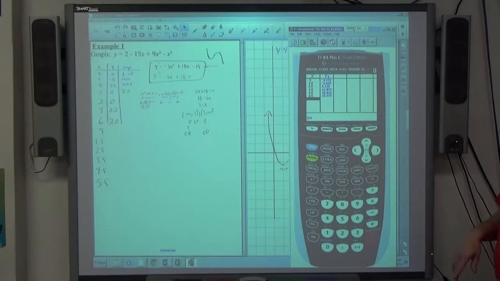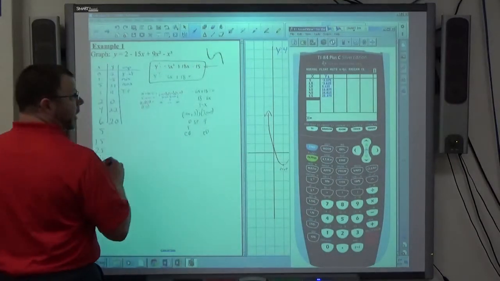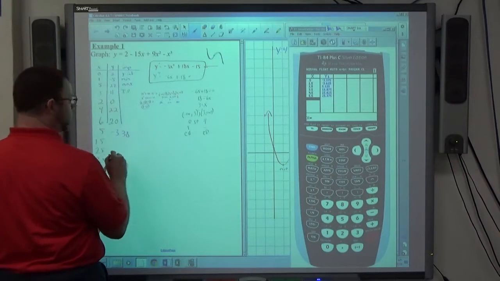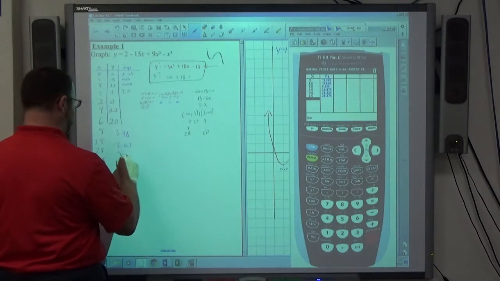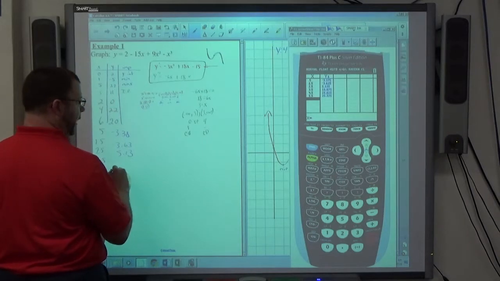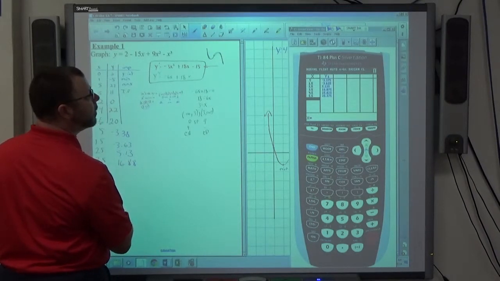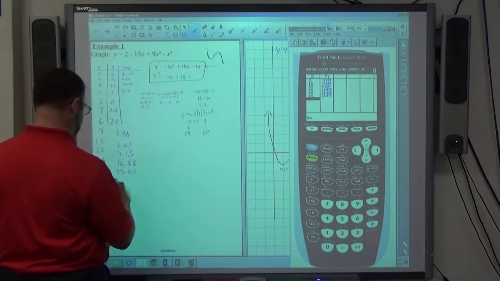And all those points, negative 3.375, negative 3.625, and so on, those are all points on the graph. So negative 3.38, negative 3.63, 5.13, 16.88, 25.63, and 25.38.